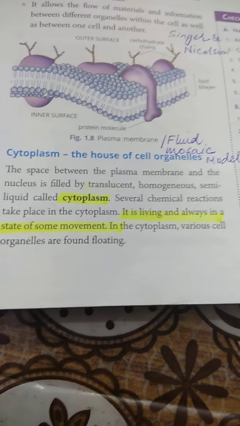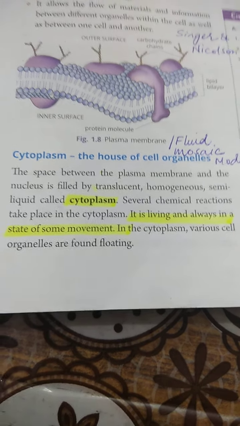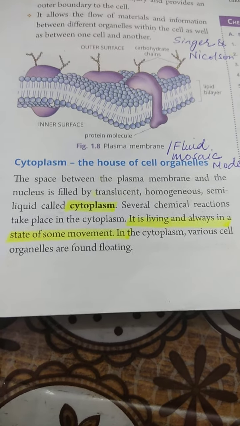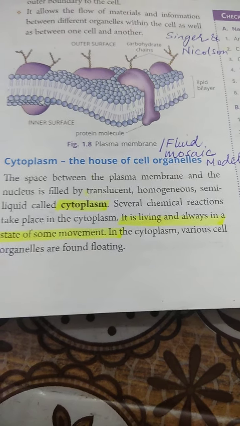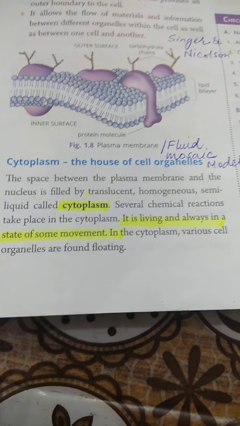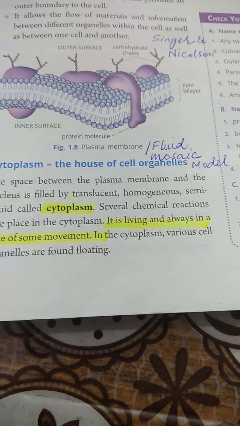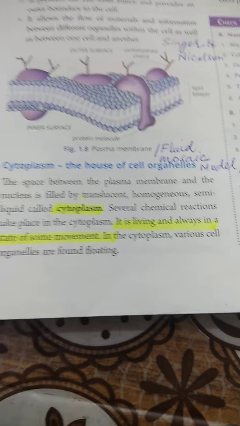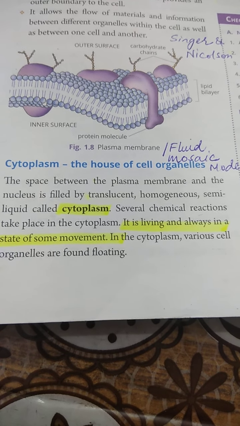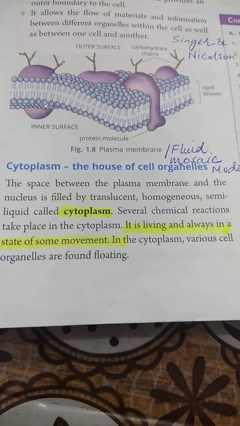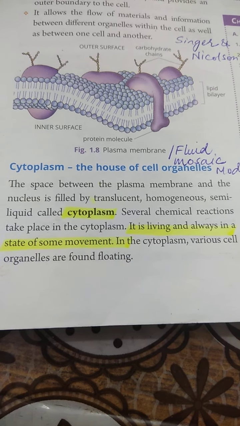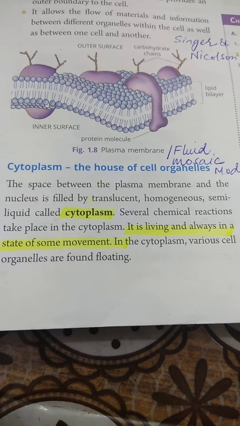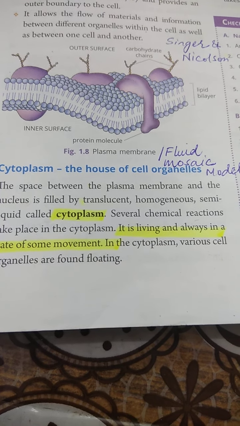Now another part of the typical cell is the cytoplasm. Cytoplasm is the house of cell organelles. House of cell organelles means that in the cytoplasm all the cell organelles are embedded. All the space from the plasma membrane to the nuclear membrane is filled with a translucent, semi-fluid substance that is homogeneous, and that is called cytoplasm.